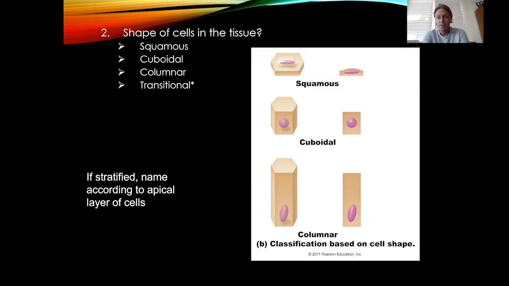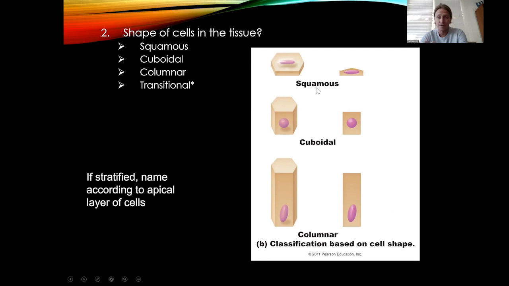All right, and the second criteria is the shape of the cell. Again, we're looking at the sides of the cell to determine this. If you looked at the tops of the cell, especially for this illustration, you can see they all look the same. They're all kind of octagonal, or hexagonal, excuse me. But if you looked at the sides of the cell, then they're going to be different in shape. So the three major shapes we have is squamous, cuboidal, and columnar.